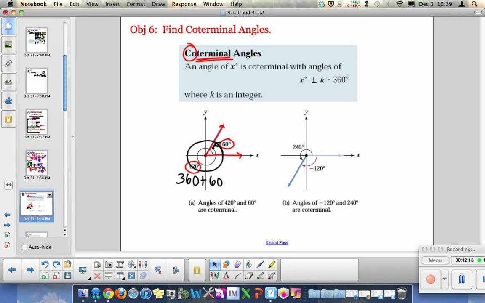Another set of coterminal angles are positive and negatives. There's always a positive and a negative coterminal angle. This is 240 degrees. It's coterminal with negative 120 because, again, they share that same terminal side. So every angle will always share the initial side because we're always starting them on the x-axis, but if they land in the same spot on the terminal side, we call them coterminal.